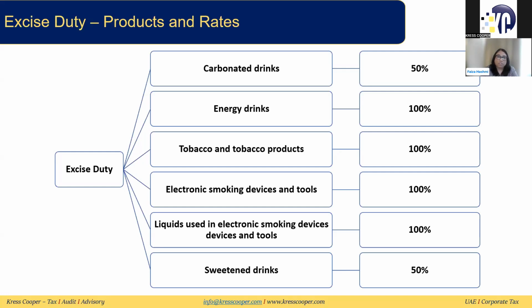Now the excise tax law also says that if you still have confusion, then you need to categorize your product into the higher excise tax duty category. Meaning, if you have confusion between carbonated drink or energy drink, you need to categorize it as energy drink because it has a higher duty of 100% as opposed to 50% for carbonated drink.